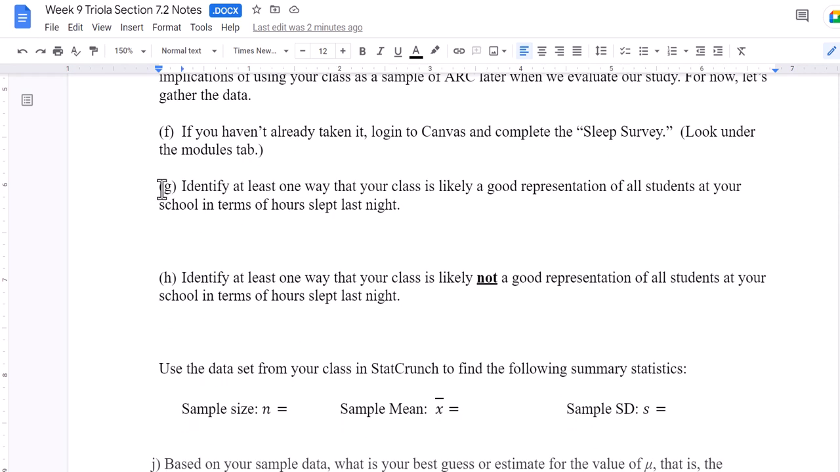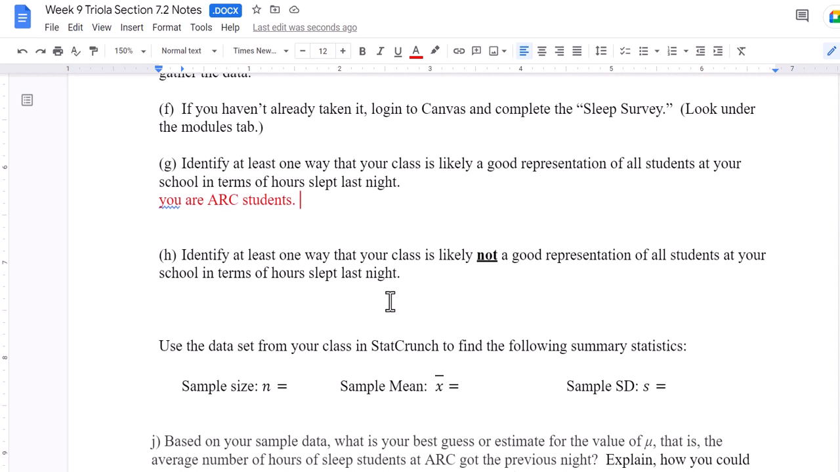But I'm going to move on to part G. Identify at least one way that your class is likely a good representation of all students at ARC in terms of hours slept last night. I already mentioned one of the reasons that you are a nice convenient sample: you are ARC students, so you are part of the population. So that one works. Any other reasons? I'll look forward to seeing your notes and see what other reasons you put in there, and I'll try to then put some of those reasons back in these notes.